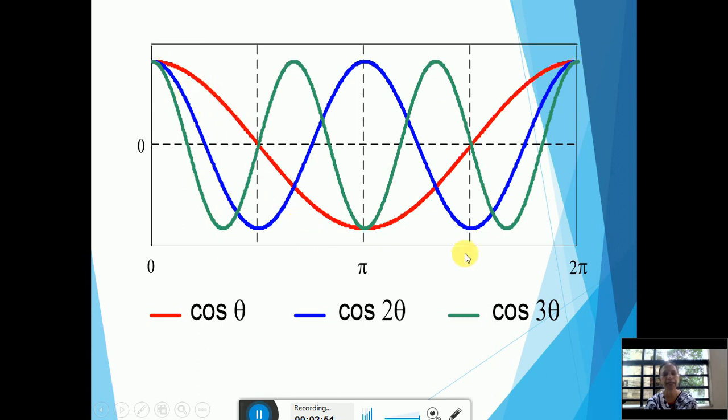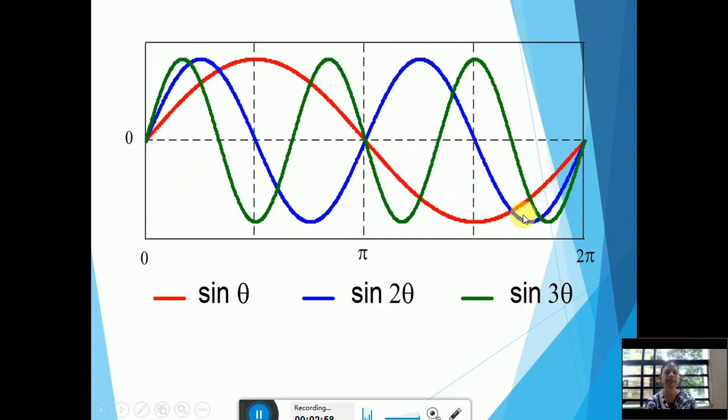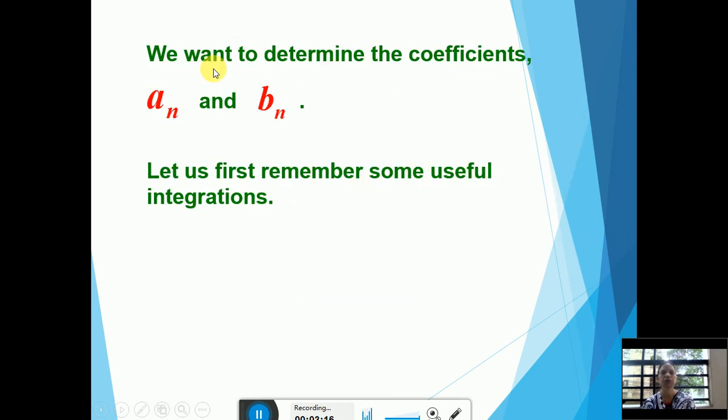Similarly, the red line is cos theta, the blue line is cos 2 theta, and the next one is this, sin 2 theta. So now, for sin, sin 0 is 0, sin 90 is 1, sin pi is 0, and then sin 3 pi by 2 is minus 1, and so on. In the same way, with the phase difference of theta, 2 theta, it is shown.